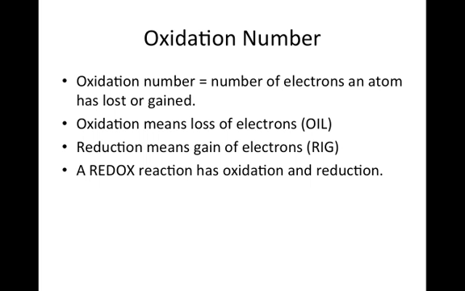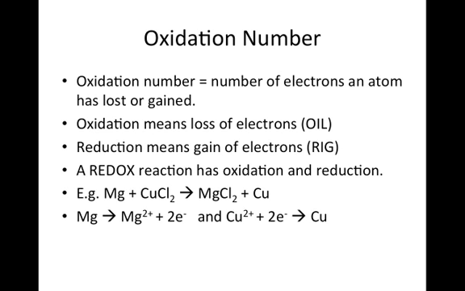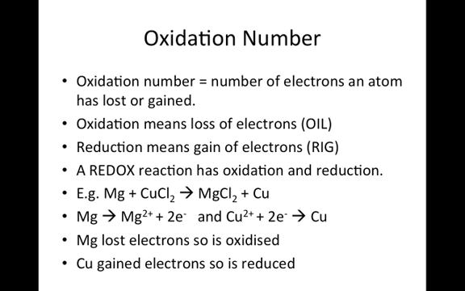A redox reaction has both reduction and oxidation. For example, in the following reaction between magnesium and copper chloride, magnesium loses 2 electrons to become Mg2+. This means it is oxidized. Copper gains 2 electrons to go from copper 2+ to copper metal. This means it is reduced.